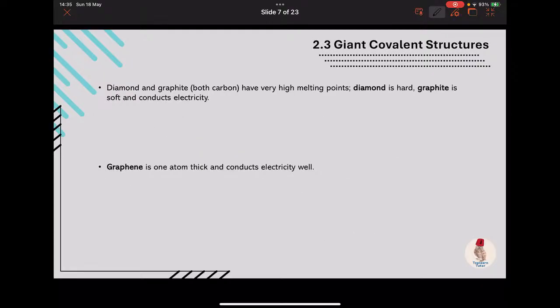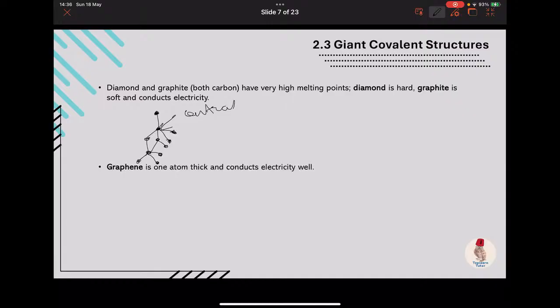Next, we have giant covalent structures. Now, diamond and graphite both are made out of allotropes of carbon. This means that they are made out of carbon and they have very different properties. Now, diamond, as it is made of carbon, it can make 4 bonds each. The central carbon, this one here, has 4 bonds. This repeats throughout the whole structure, and each carbon makes 4 bonds. Now, this is a giant covalent structure. Giant covalent structure, diamond.